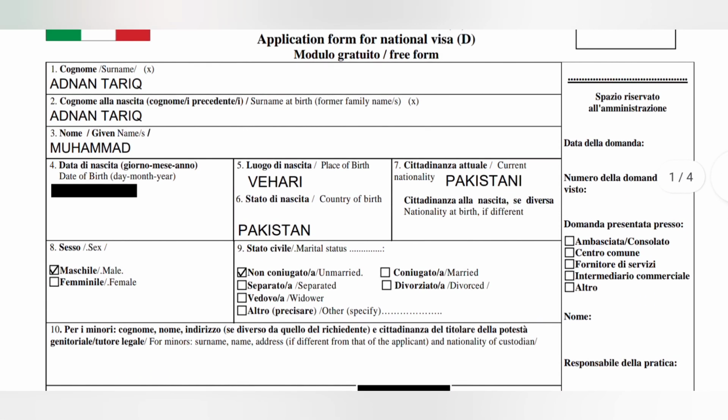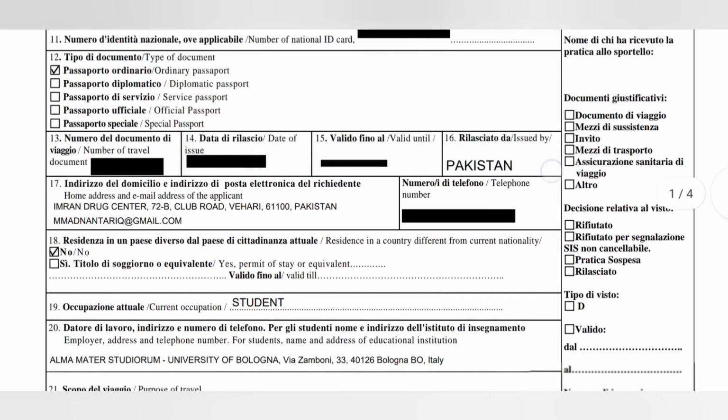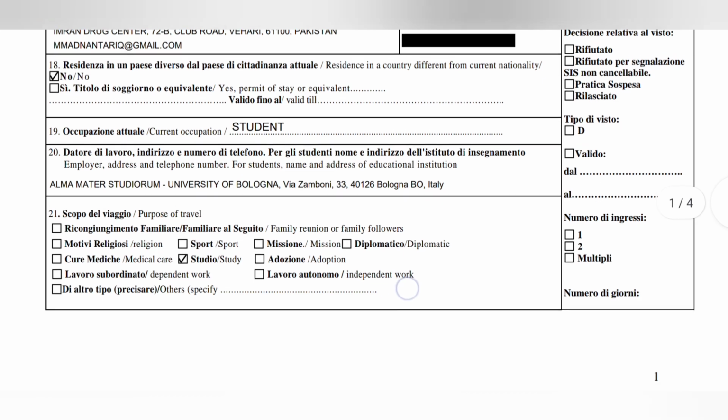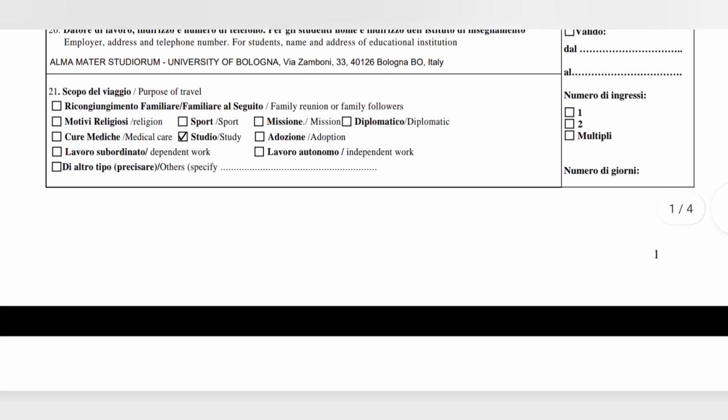These details at the side are reserved for the administration. Spazio riservato all'amministrazione. Space reserved for administration, so you don't have to worry about it. Just turn to the second page after finishing the first until purpose of travel.